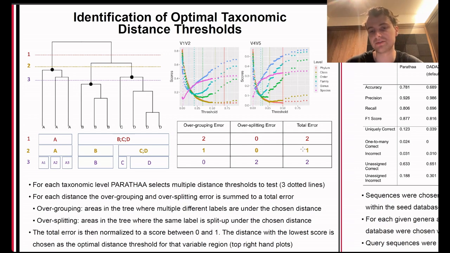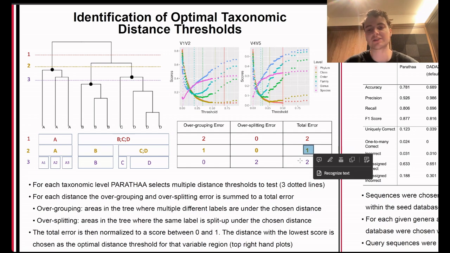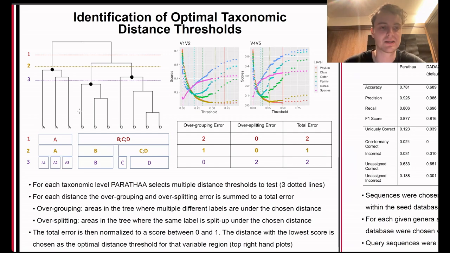And so we can look at the table and calculate the total error rate of each distance, and we can see that in general distance 2 has the lowest error rate, and so it's most likely the optimal distance for this taxonomy. And so what we can do is do this across different taxonomic levels.